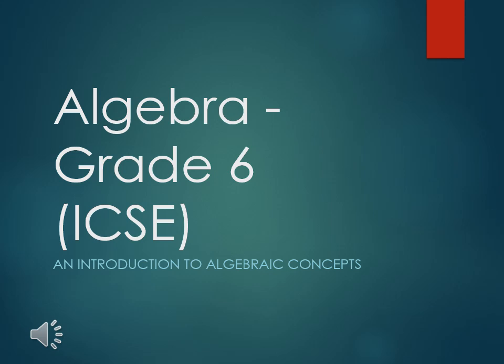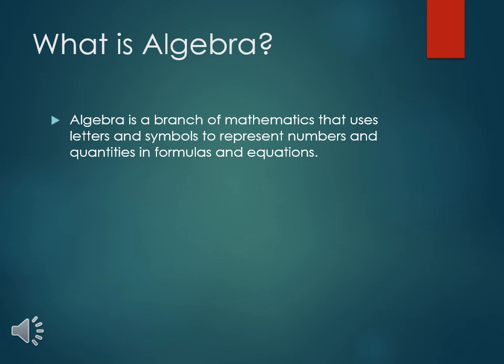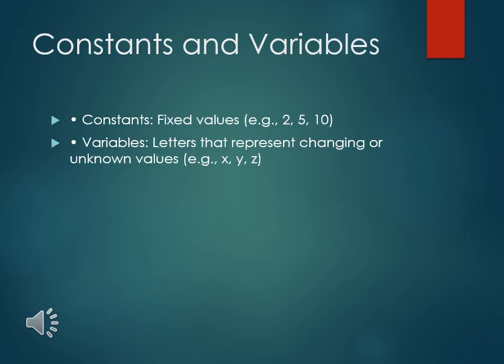Algebra, Grade 6 ICSE. What is algebra? Algebra is a branch of mathematics that uses letters and symbols to represent numbers and quantities in formulas and equations. Constants and variables. Constants are fixed values, e.g. 2, 5, 10. Variables are letters that represent changing or unknown values, e.g.